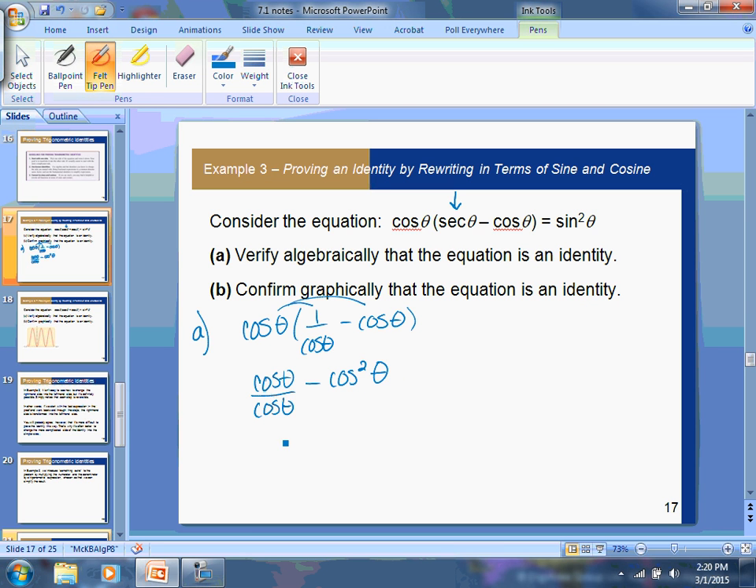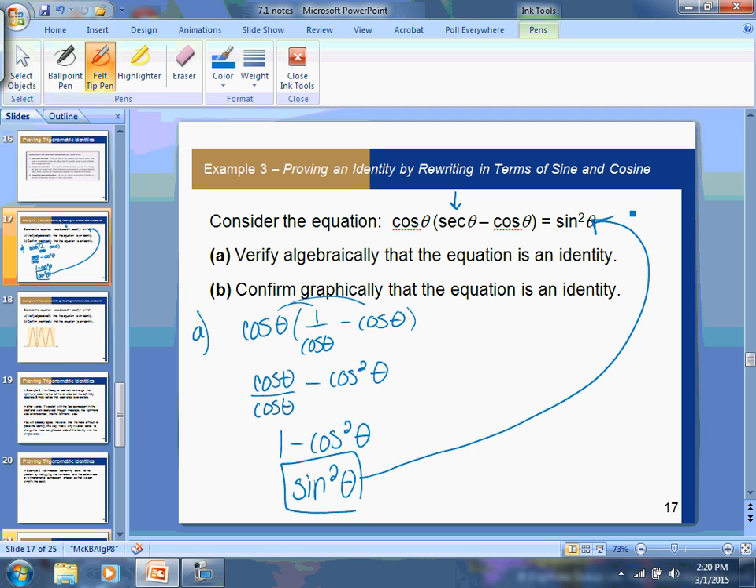And cosine over cosine is 1. So now I have 1 minus cosine squared theta, which is actually a Pythagorean identity, and it's equal to sine squared theta. And that is what I had on the right side of my equation there. So since those match, then I proved that this equation is an identity.